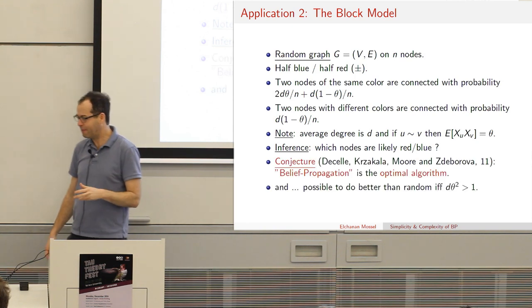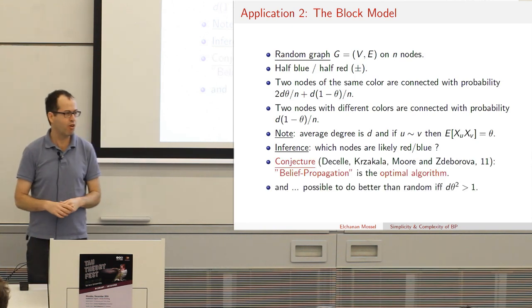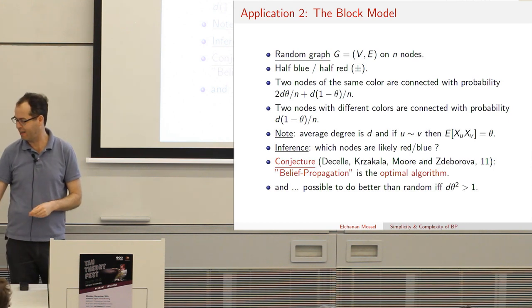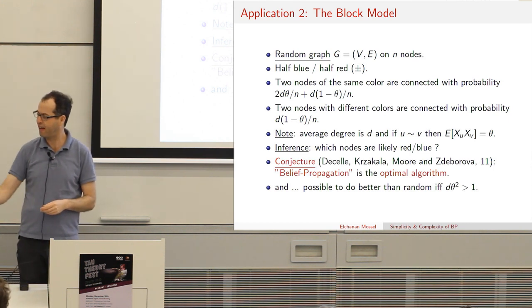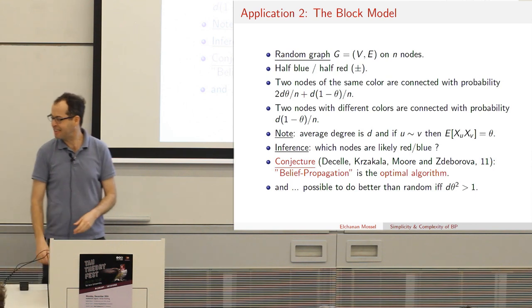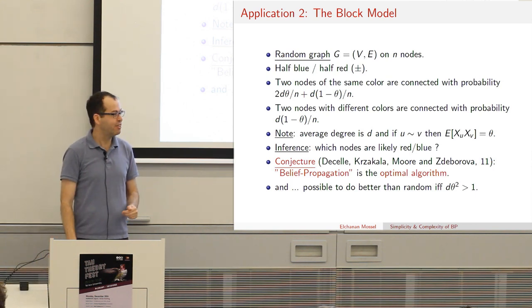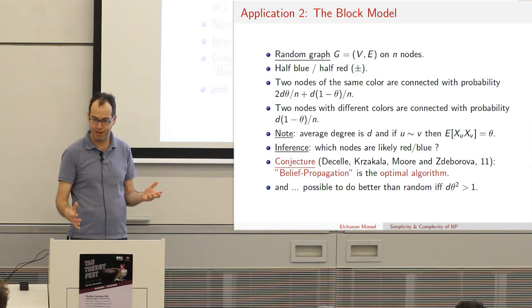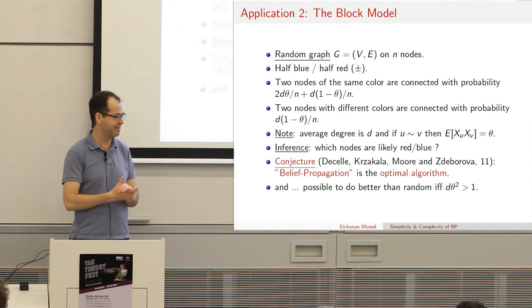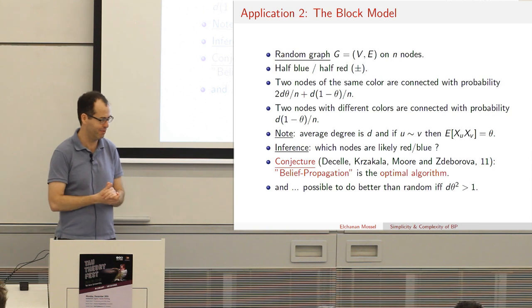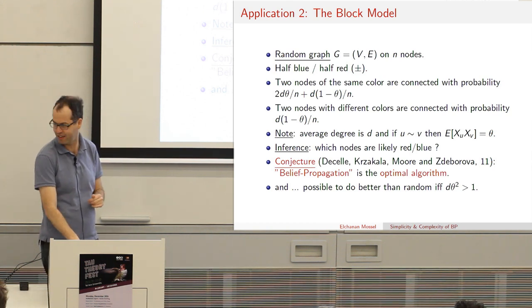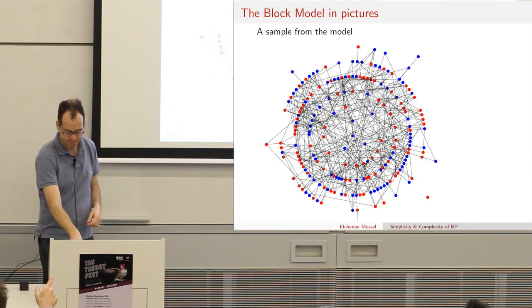And what got me into this business is this conjecture of my friends from statistical physics, Decelle, Krzakala, Moore, and Zdeborova, that belief propagation is the optimal algorithm for solving this problem, and you can find a non-trivial partition if and only if d theta squared is greater than 1. So I like this d theta squared equal to 1. I saw this conjecture and said, this is amazing. Okay, we have to understand what's going on here. So let's see what the picture is here.